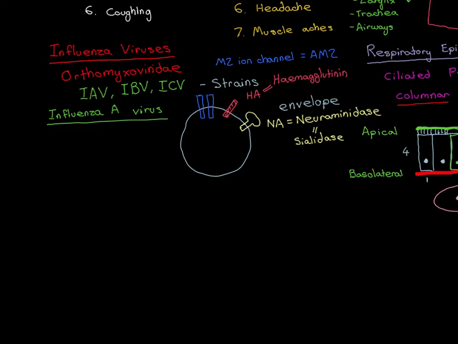Right, and again you'll have multiple M2 ion channels in the viral envelope. I'm lazy and I'm only drawing one of those. Right, and it's a proton channel, remember, that's the ion that it conducts. So those are the 3 proteins that are going to be in the viral envelope.